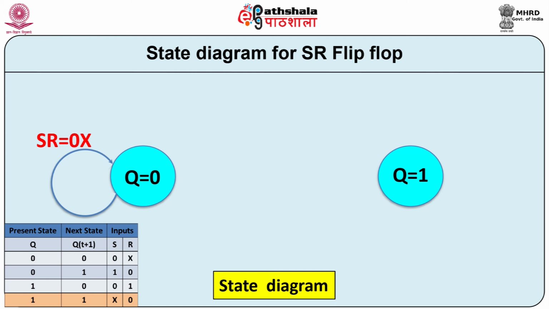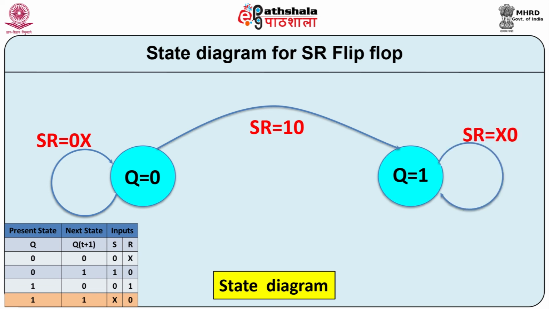If SR flip flop is in reset state, that is Q is equal to 0 and SR inputs are 0x, then the flip flop remains in the same state. Here x value can be either 0 or 1, that is do not care condition. But if SR inputs are 1 0, then flip flop makes 0 to 1 state transition. Similarly, when flip flop is in set state, that is Q is equal to 1 and SR inputs are x 0, then flip flop remains in the same state. But if SR inputs are 0 1, then flip flop makes a 1 to 0 state transition.